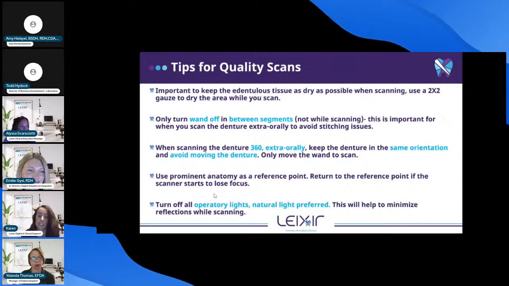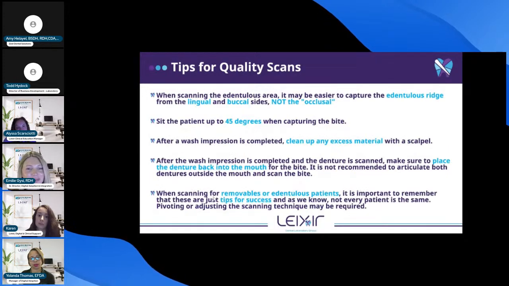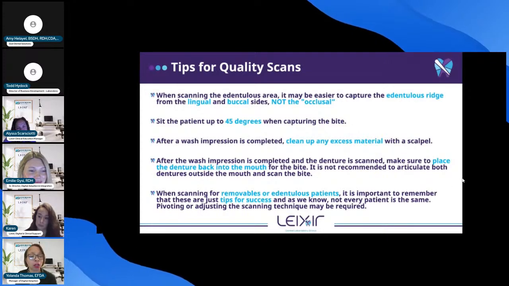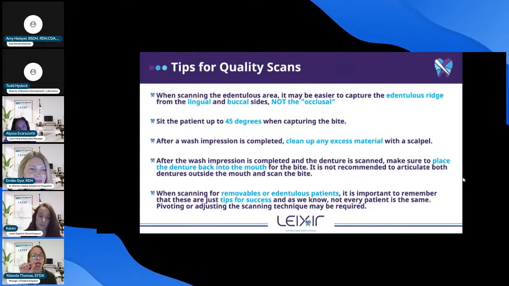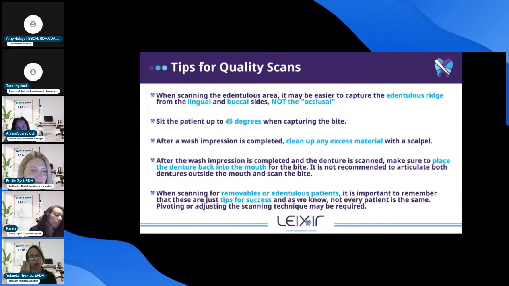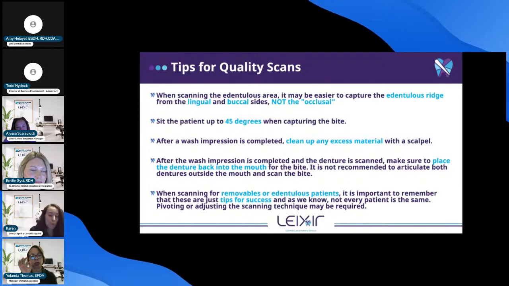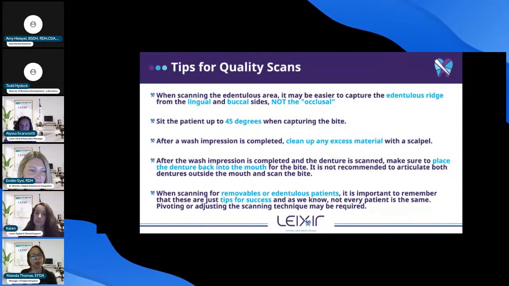I don't know if you guys have anything to add to those. Yeah. So also, I love to use cotton rolls. I like to wet the tip of the cotton roll, so just in case the scanner becomes smudged, you can clean it with that cotton roll, and then it will pick up much better.